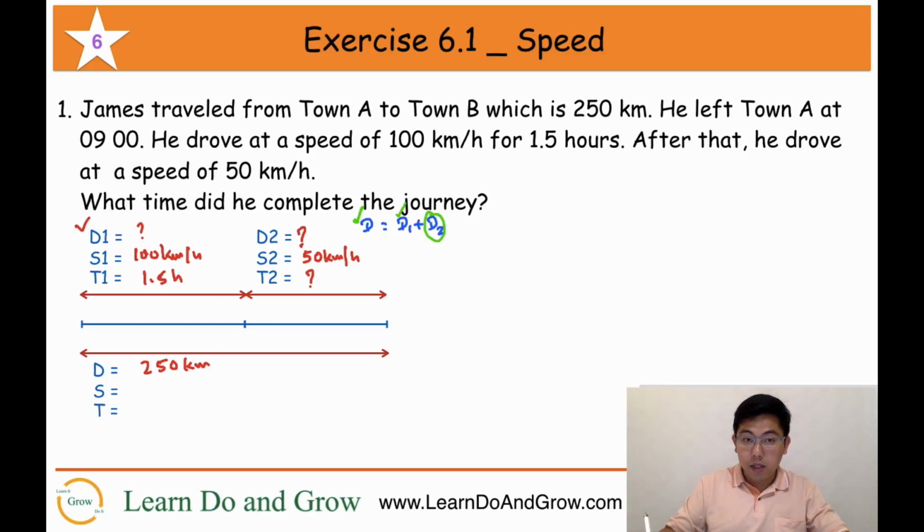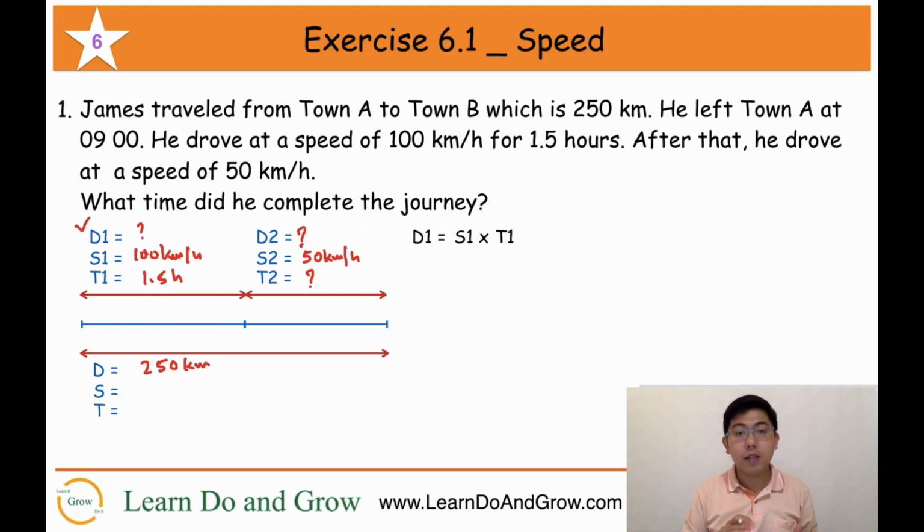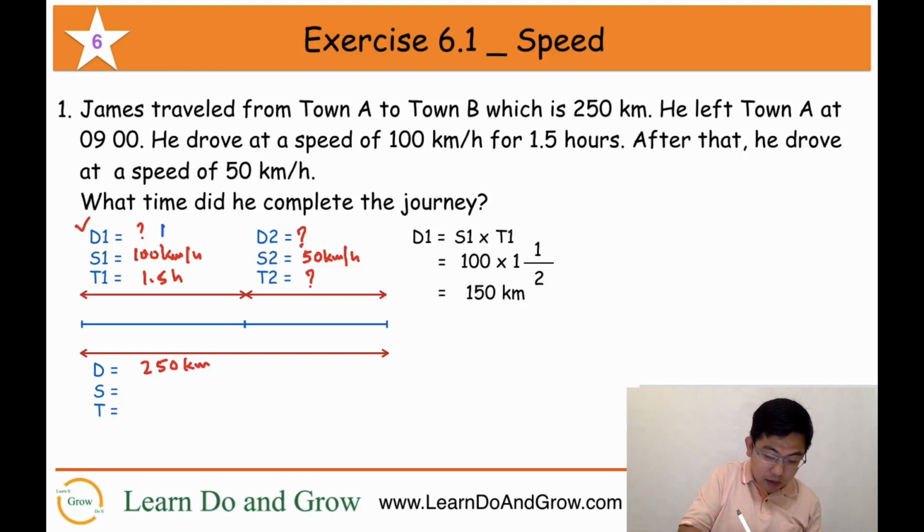So let's look at the solution. D1 equals S1 times T1, the speed for the first part of the journey times the time taken for the first part of the journey. In that case, it's equal to 100 times 1.5 hours, and the answer is 150 kilometers. I will just put that here, 150 kilometers.